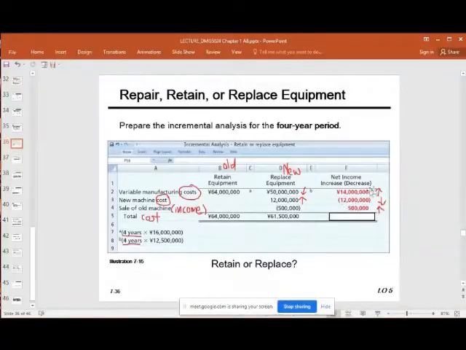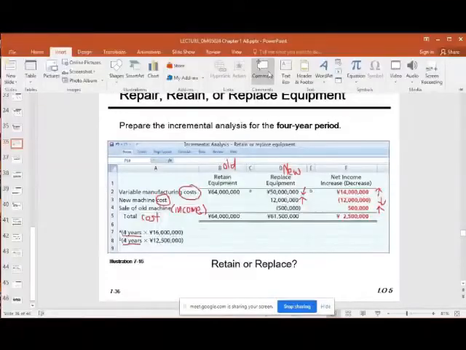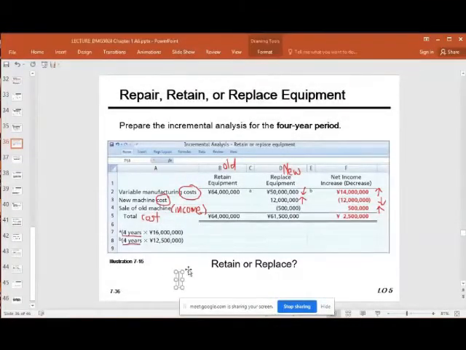So let's finish this. So 14 million minus 12 million, and then you plus 500,000, you will get a positive 2.5 million. So let's write your decision. So should I retain or should I replace, class? Positive amount. Positive. So which one? Retain or replace, correct?